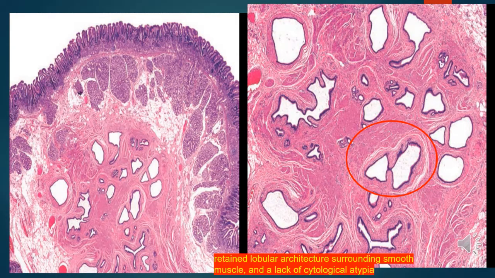An interesting case shows ectopic pancreas, and it shows only ducts without acini and islets. It mimics invasive adenocarcinoma in the duodenal submucosa. But if you focus more on the architecture, you will easily appreciate that there is retained lobular architecture surrounding smooth muscle, and also no atypia in this case. So it appears bland, though this is a case of heterotopia, with no dysplasia and no features suggestive of invasive adenocarcinoma.